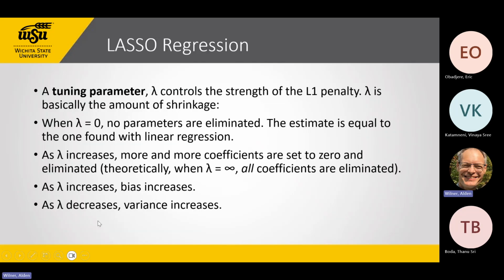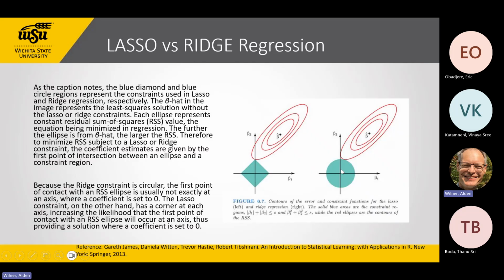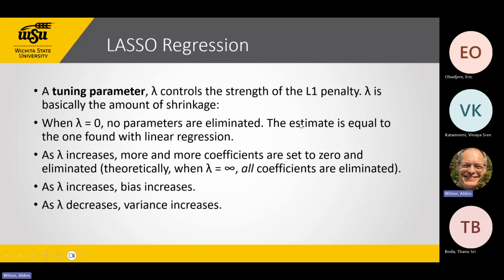So we have this tuning parameter, lambda, which controls the strength of the L1 penalty. As we said before, when lambda is 0, we are not giving any weight to this blue-green area about the origin, and so no parameters are eliminated. The estimate is exactly equal to the one found with the linear regression.